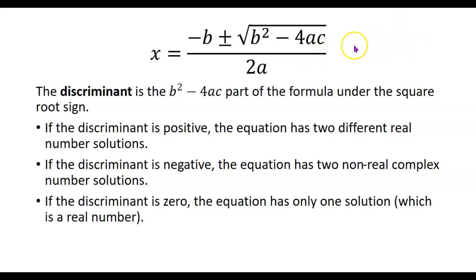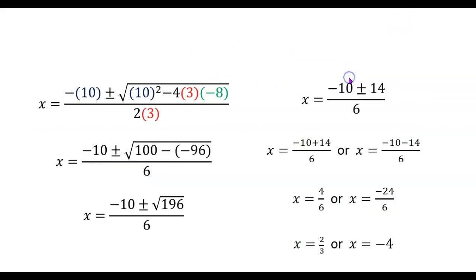But sometimes you do want to say what the solutions are, even if they are non-real complex numbers involving i. So that's what it means when you get a negative number under the radical sign. And the other thing that can happen is that the discriminant could come out to be exactly 0. And when that happens, you only have one solution to your equation, which is a real number. So we've seen examples of all of those.